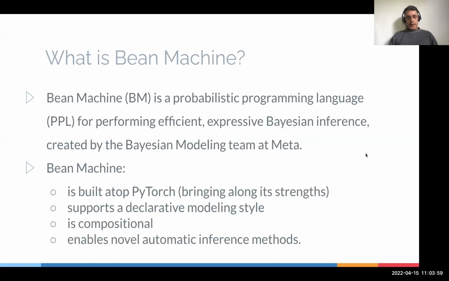So what is Beam Machine? It's a probabilistic programming language and system, and its purpose is to perform efficient and expressive Bayesian inference. And it's been created by the Bayesian modeling team at Meta. I will explain more about what all that means. Things to note is that it's built atop PyTorch, so it brings along the strengths of PyTorch. It supports a declarative modeling style. You declare the problem without having to worry too much about how to solve it. It's compositional, meaning you can combine different solutions together, and it enables novel inference methods to be developed.